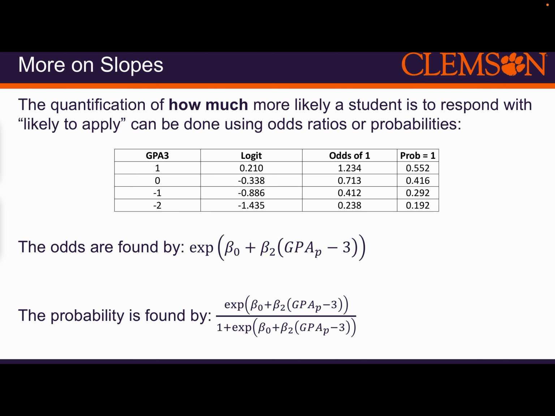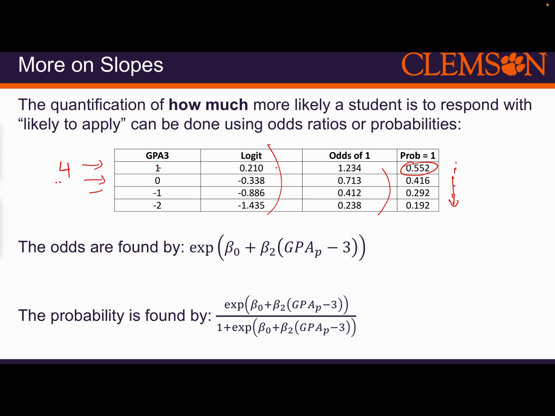So here's our logit. If we plug in GPA 3 right here, we can get our logit for each value that associates to it. We could take the e to that logit and get an odds ratio, or we could see the GPA as well. Now remember, GPA is centered at 3. So this GPA 3 of 1 is really a 4.0 GPA. So their probability is 0.552, and you can see it decreases as a function of how that GPA goes down.